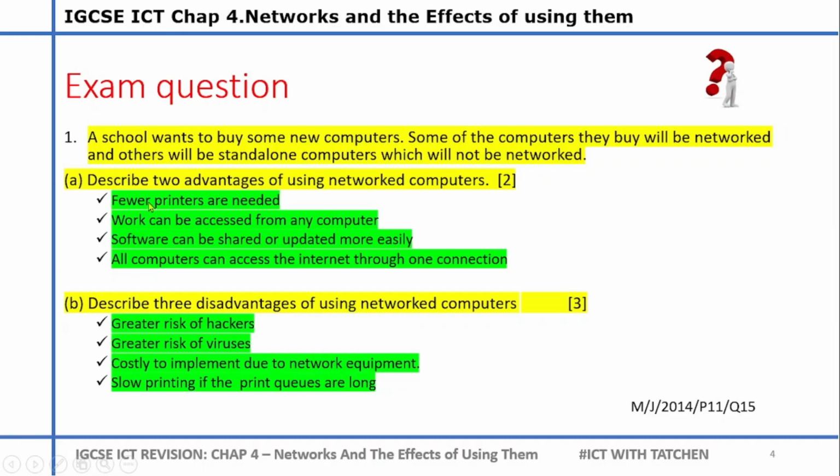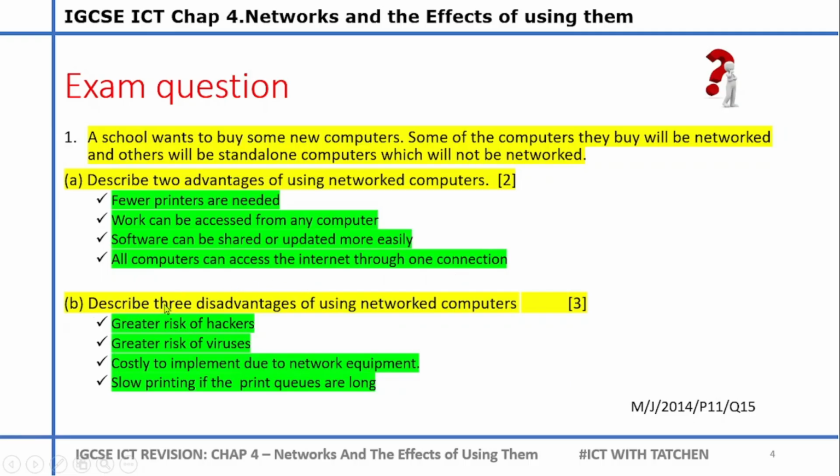The first point is fewer printers are needed. Obviously, maybe 5 people can use just a single printer. Next, you find that work can be accessed from any computer. So once the computers are networked, you can always access work from any of the computers. Then we also have that software can be shared or updated more easily. So that is also an advantage of networking computers. And lastly, computers can access the internet through one connection. So that's also very important.